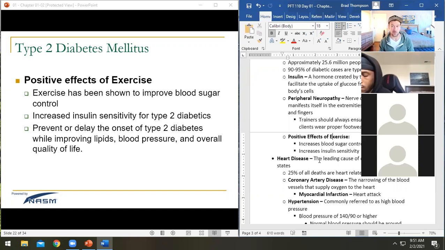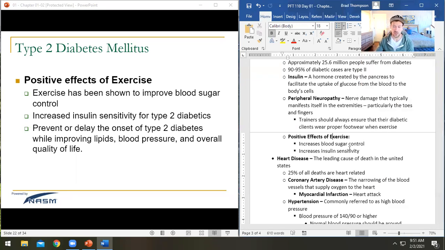Doesn't seem like it'd be the role of a personal trainer, but if you get a client who has type 2 diabetes, teach yourself, learn how to get them a synthetic fiber sock, teach them how to get proper shoes. That's actually big.